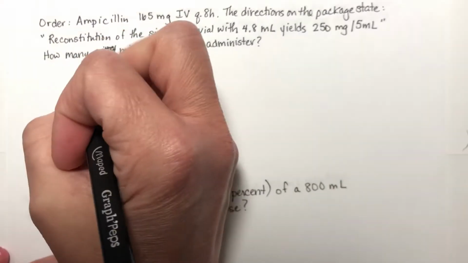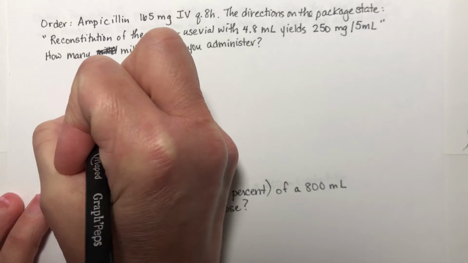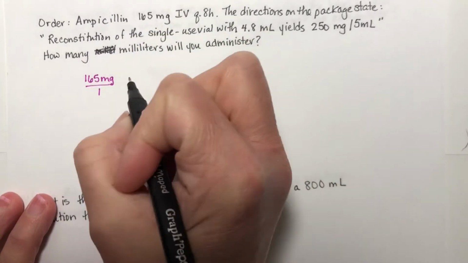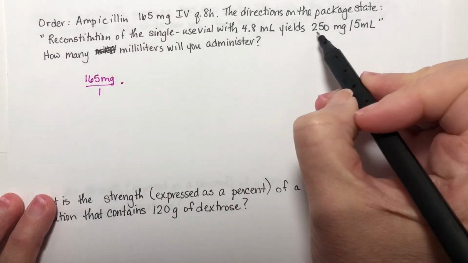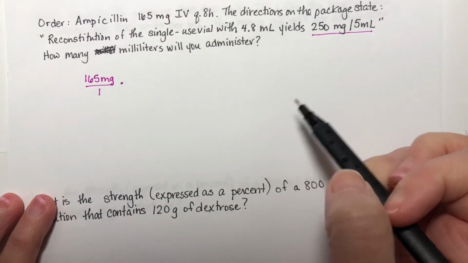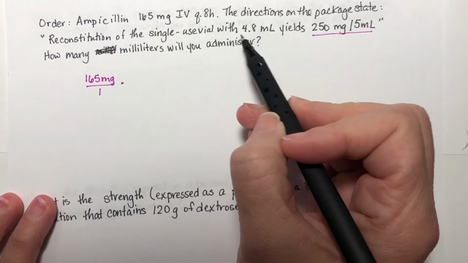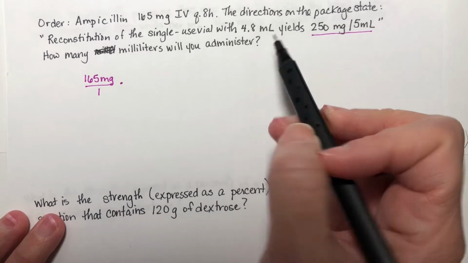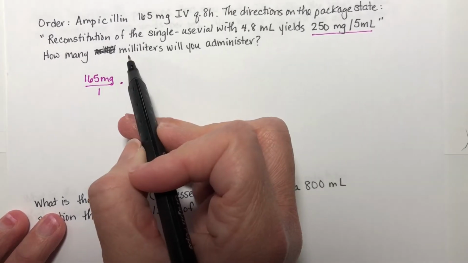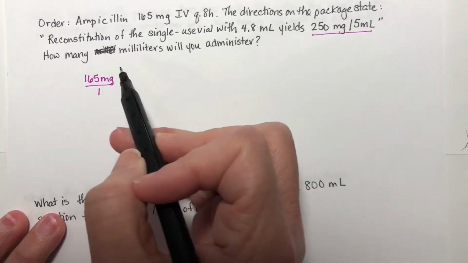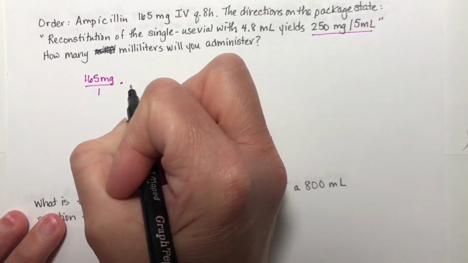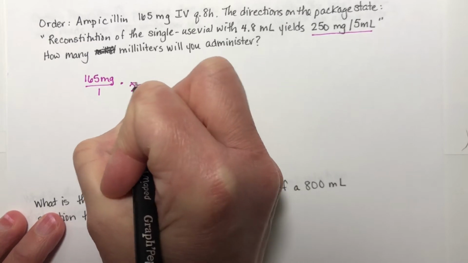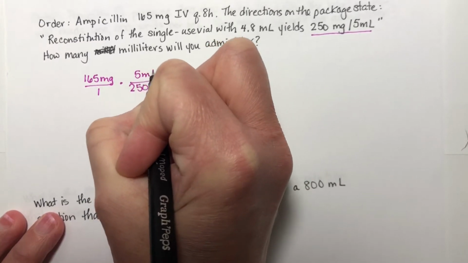So what we want to do is take the order, which is 165 milligrams, put that over 1, and then we're going to multiply, using this as our unit fraction. This is telling us how to mix it up. It actually does not have anything to do with the way we solve the problem. I'm looking for how many milliliters I will administer, so I want the milliliters in the top and the milligrams in the bottom to cancel out. So I'll put 250 milligrams here, and I put 5 milliliters here.